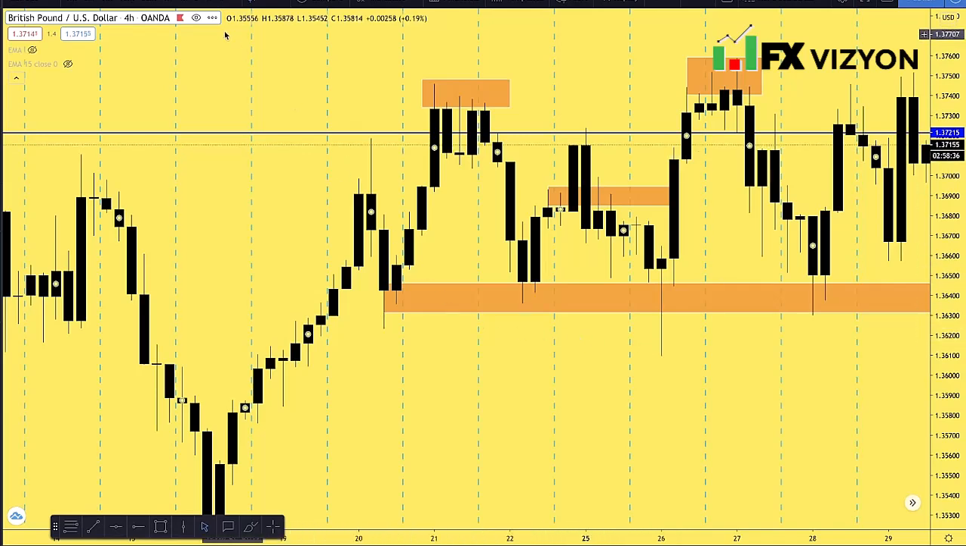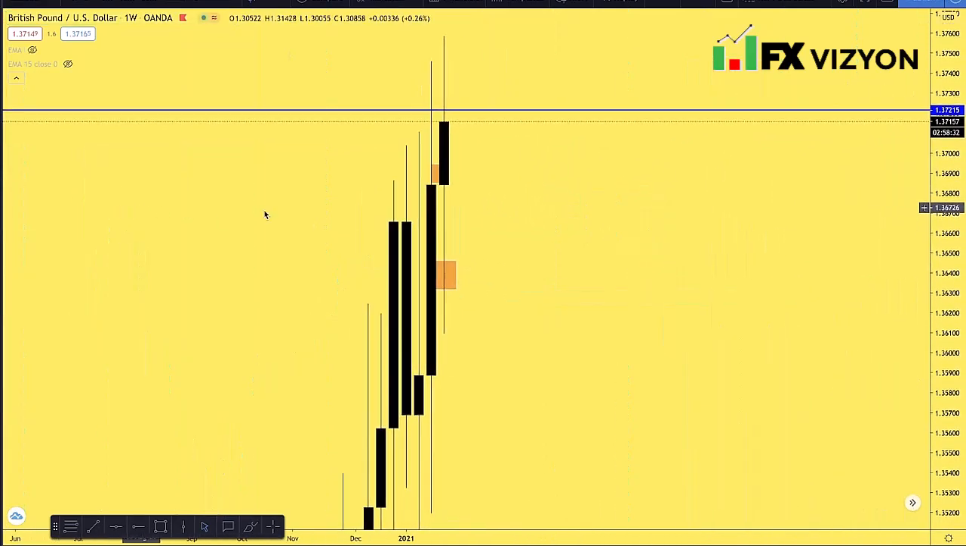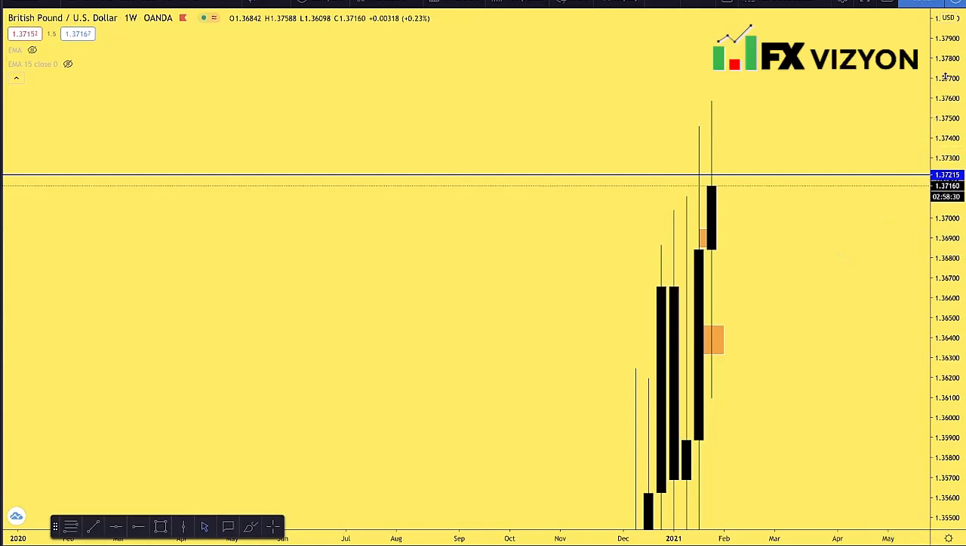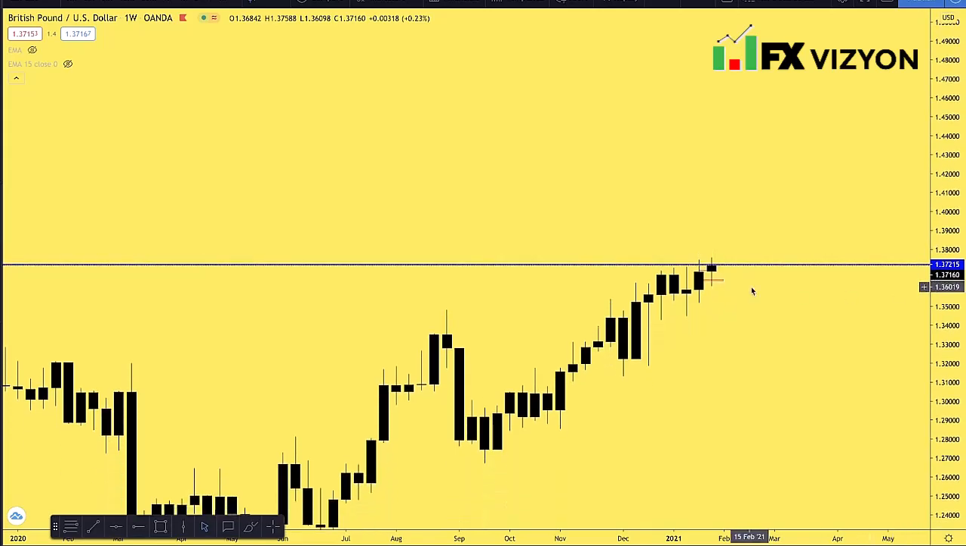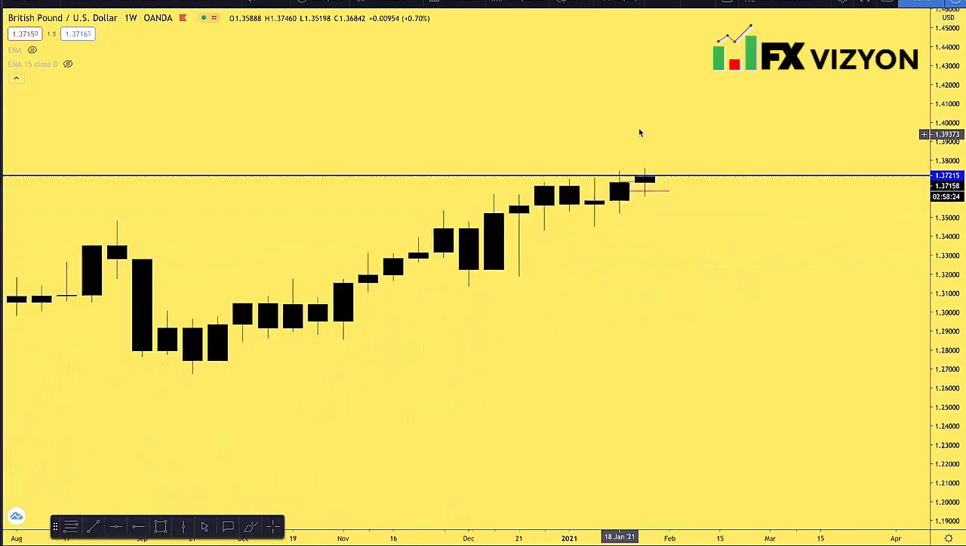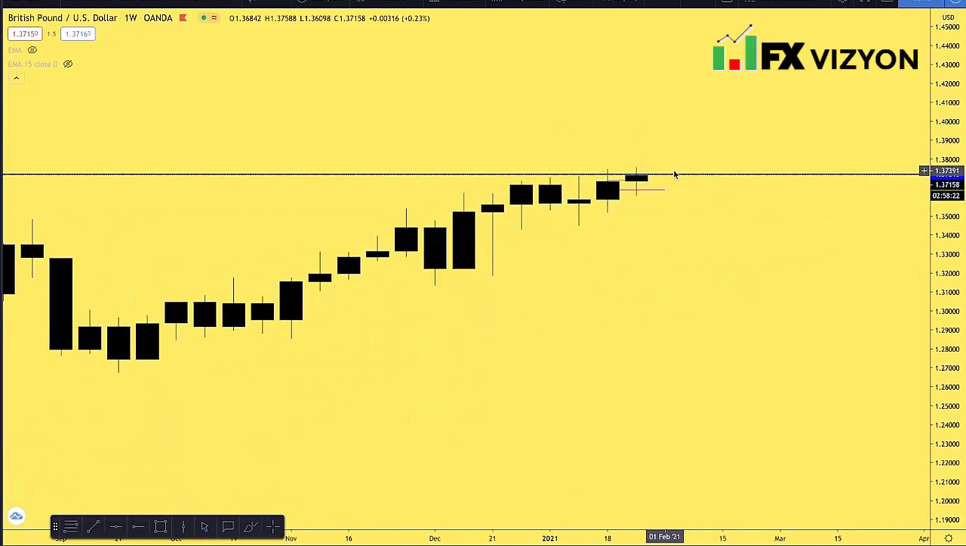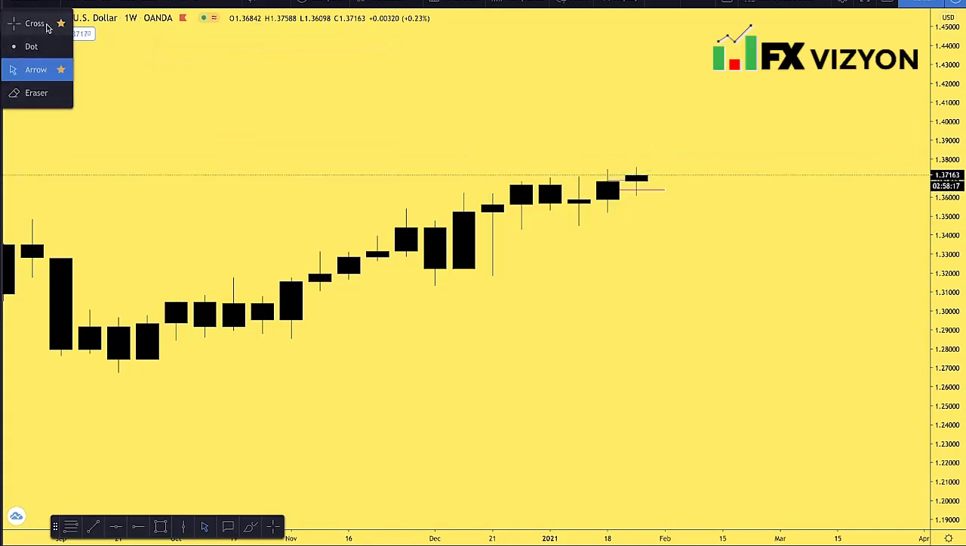So let's hop on the weekly time frame. And again, guys, this is what I do over and over and over again, and as you continue to do it, you'll start to notice patterns as well. Okay, so here we go. Let's remove this, and I'm going to go to my cross icon.